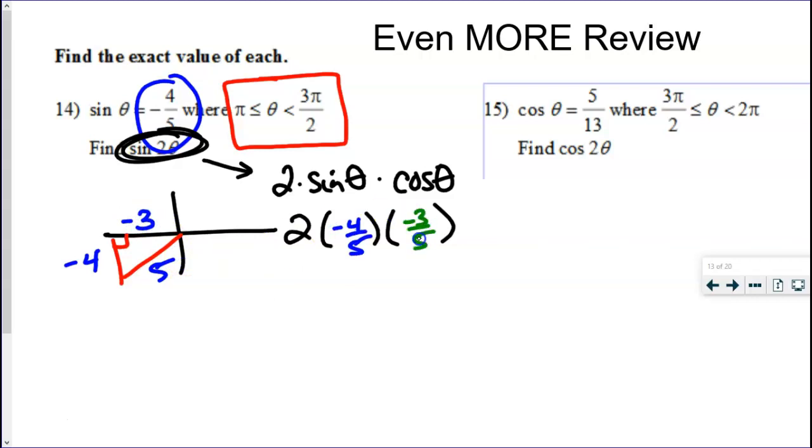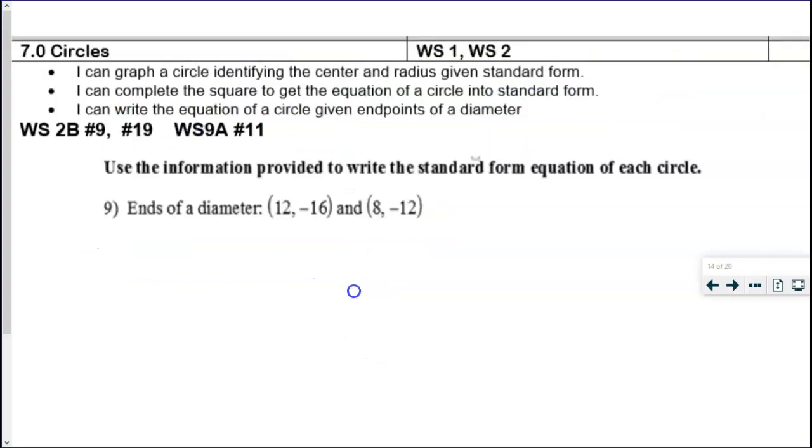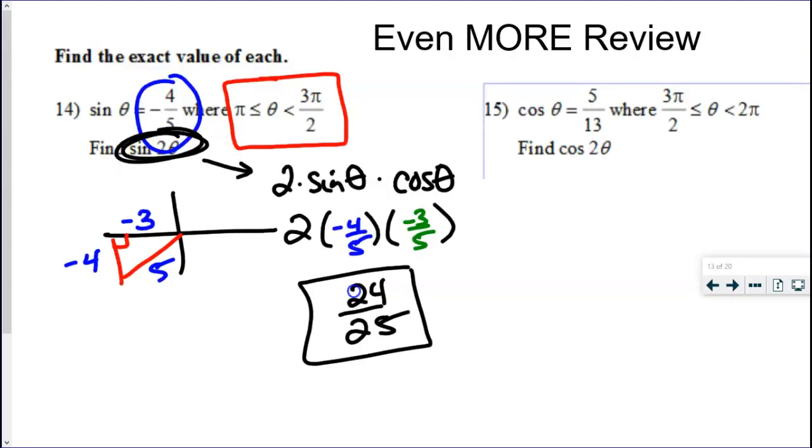Crank that all in the calculator or use the old noggin. Let's see, that's 24 up top and 25 in the denominator. So this comes out to a positive 24/25. All right, yes, I am skipping around a bit, but like I said, I'm sure you have a... Actually, I don't want to skip this next one.